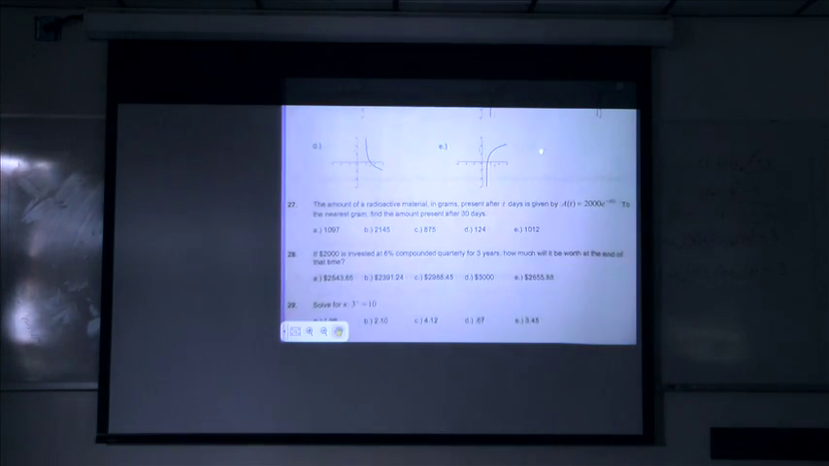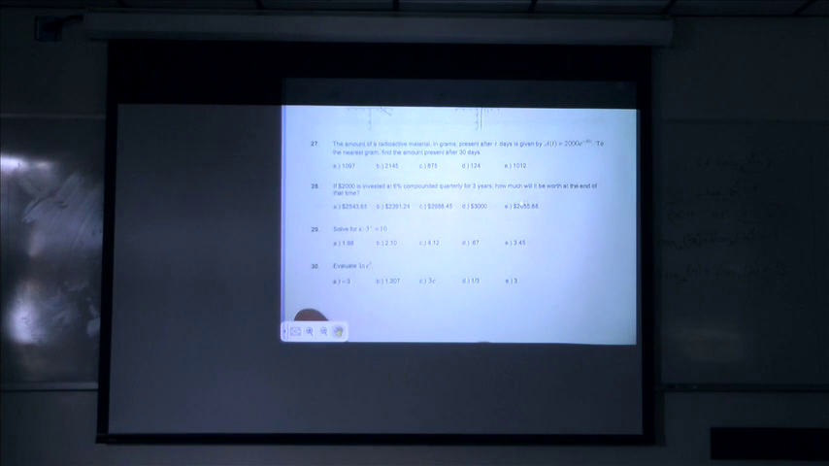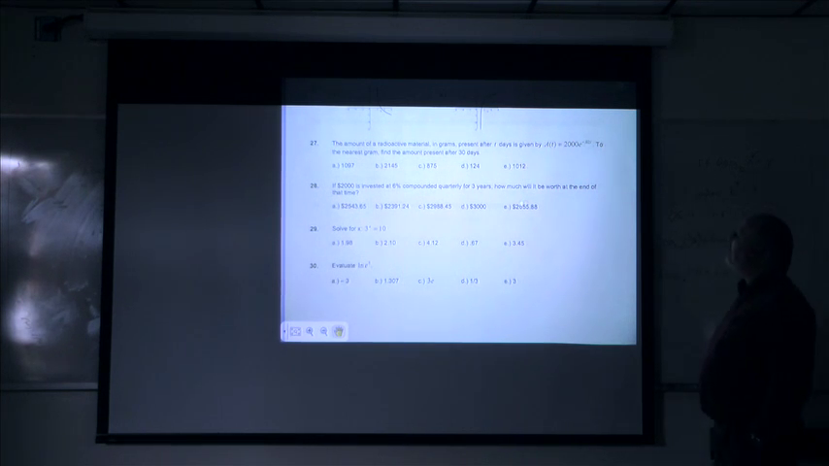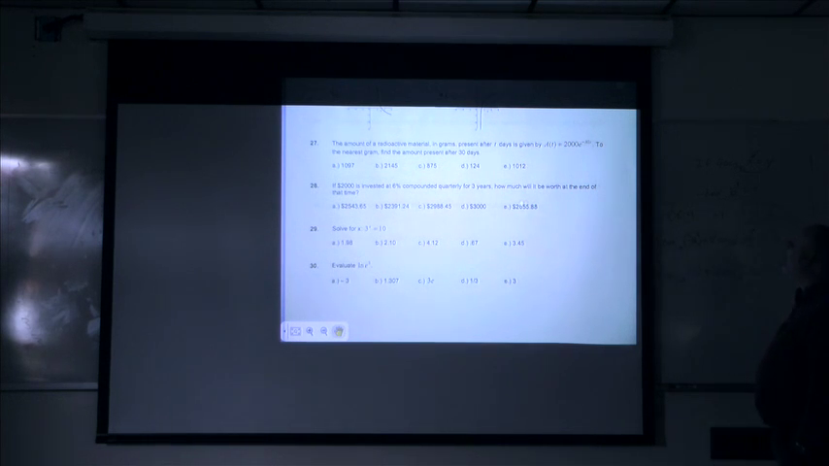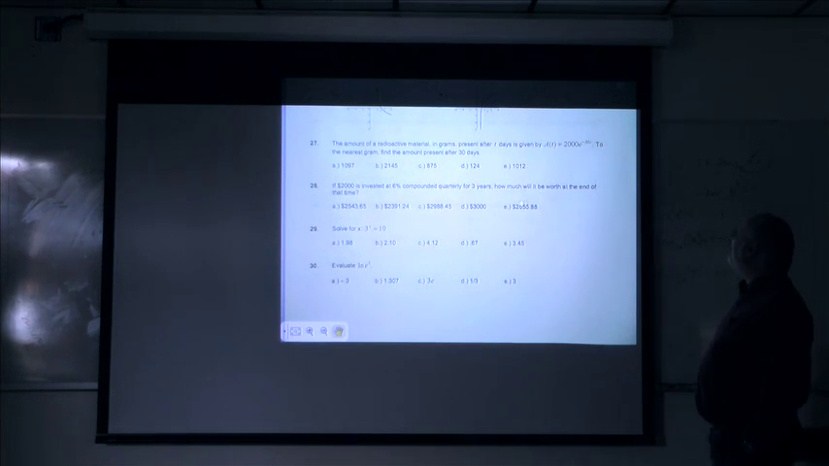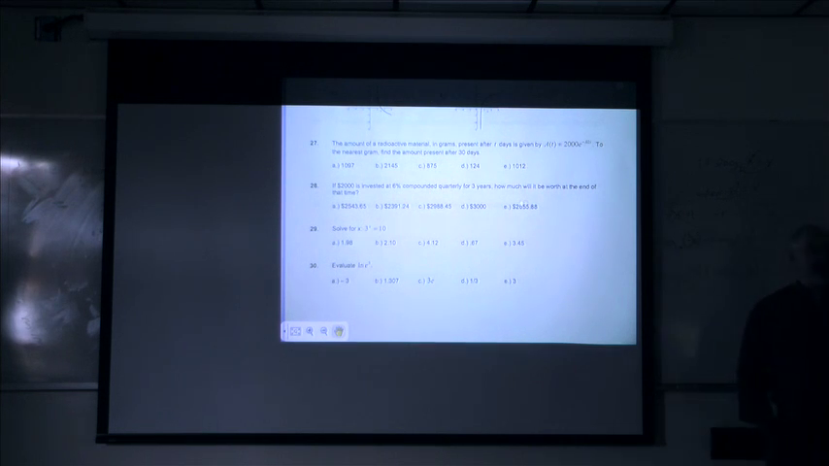Hope everyone on the internet can read this. All right, so this is number 27. The amount of radioactive material in grams present after T days is given by A of T equals 2000 e to the negative 0.02 T. To the nearest gram, find the amount present after 30 days.